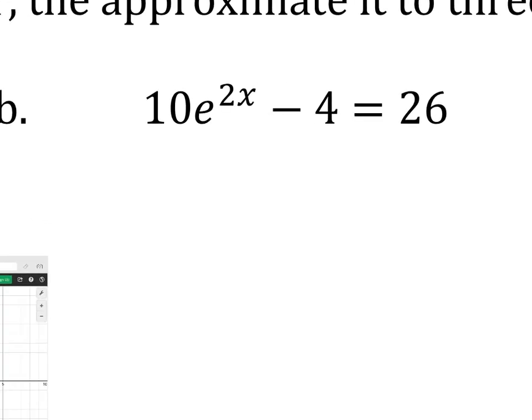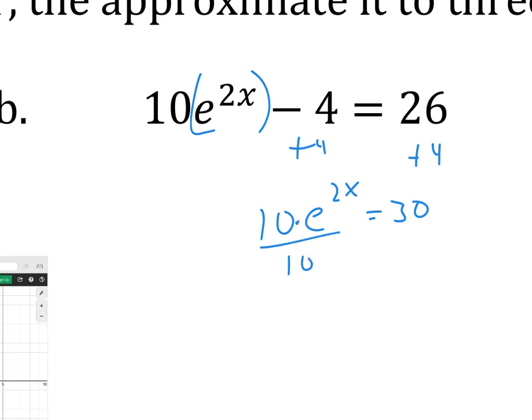What about base e? Well, let's get that e to the 2x all by itself. We've got to get the other stuff out of there. Add 4. So 30 equals 10 e to the 2x. Okay, don't go to the logarithm yet. This is 10 times, so let's divide by 10. And so now e to the 2x equals 3.